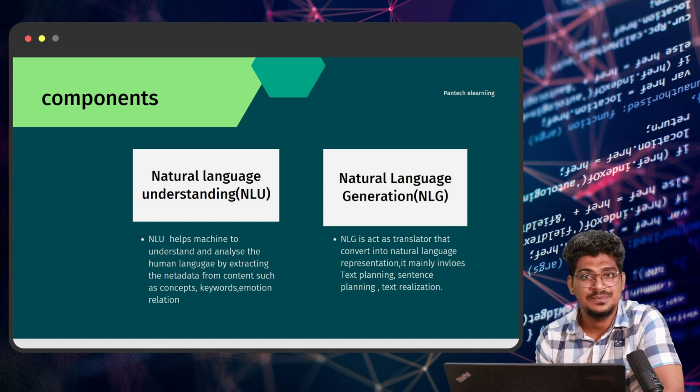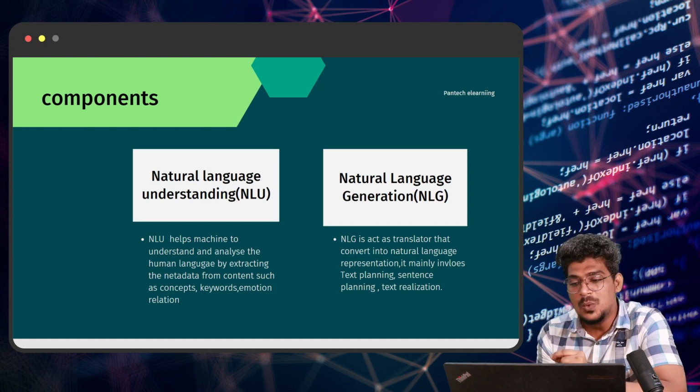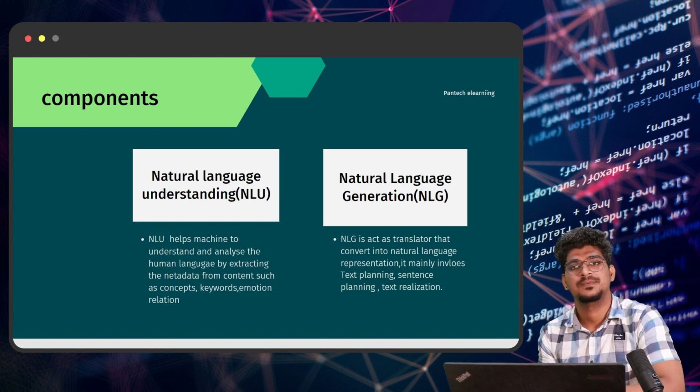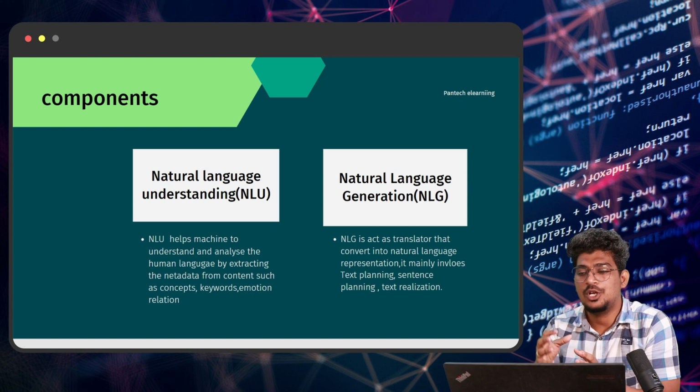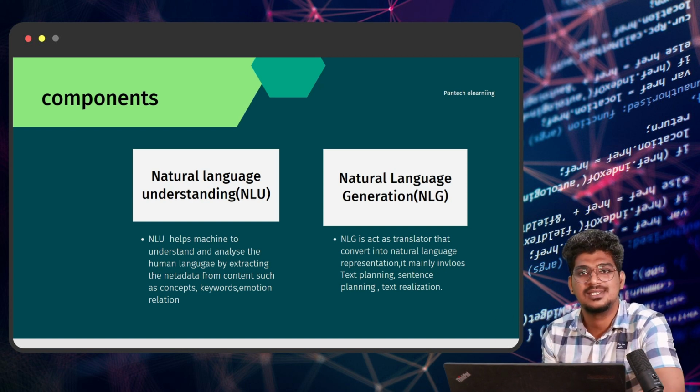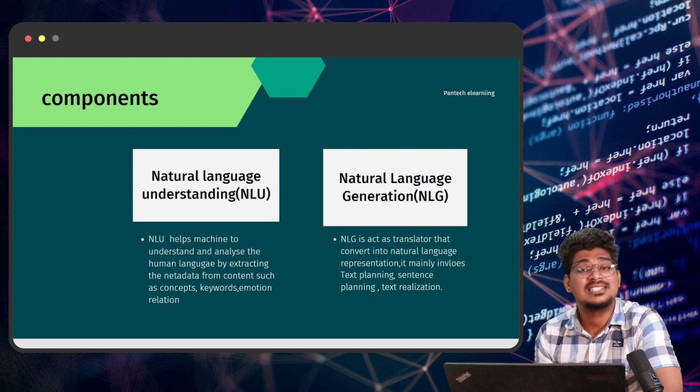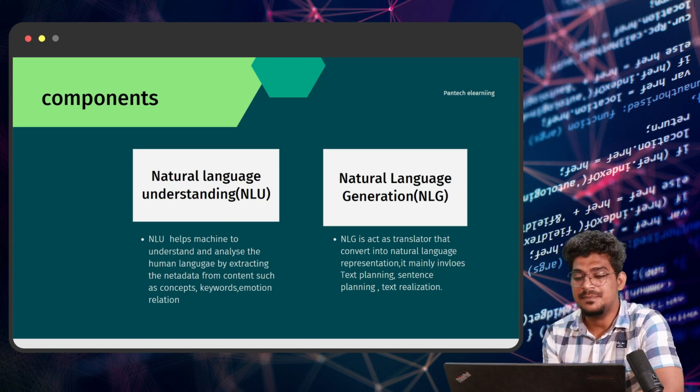What about NLG? It is natural language generation. Natural language generation acts as a translator to convert into a natural language representation. For example, once you write a sentence, it completes it. It involves text planning, sentence planning and text realization. That is the best example of that.